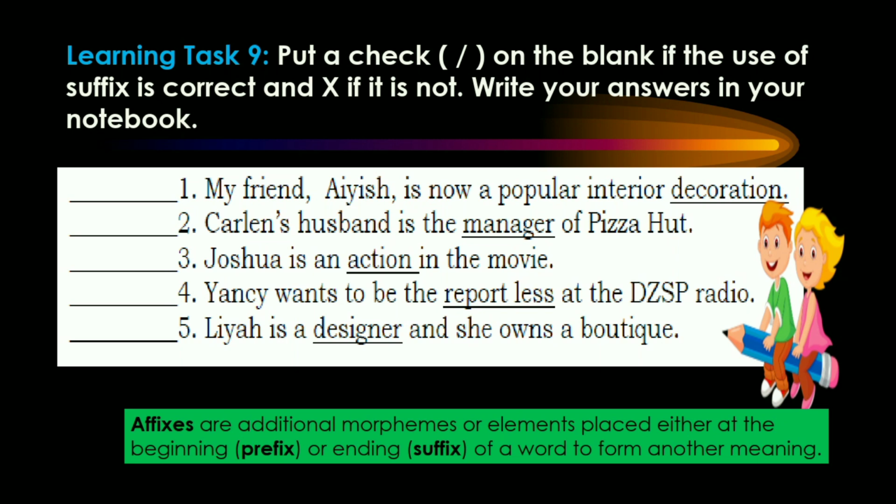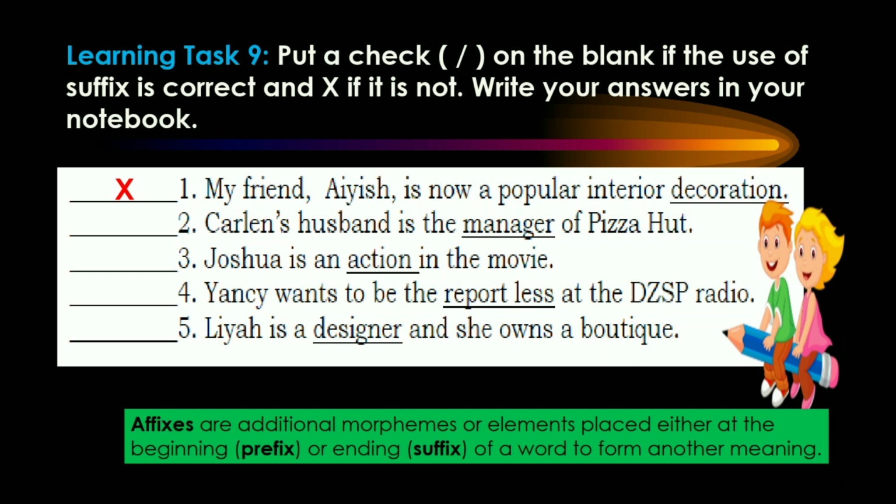This time, let's have learning task number 9. So in this learning task, put a check on the blank if the use of suffix is correct and X if it is not. So write your answers in your notebook. Let's do number 1. My friend Ayish is now a popular interior decoration. Is decoration in this item correct? It's X. It should be decorator. So my friend Ayish is now a popular interior decorator.